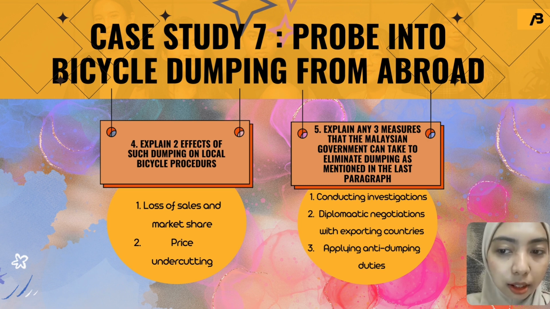The second is diplomatic negotiations with exporting countries. To resolve the matter, diplomatic negotiations with the exporting nations, for example Hong Kong and China, can be undertaken. It is possible to look for agreements and pledges to support fair trade principles and stop or lessen the practice of dumping. The last one is applying anti-dumping duties. Bicycle imports may be subject to anti-dumping taxes by the government, which would raise the cost to customers. This approach guarantees that goods from other countries are offered at a fair market price, which helps to level the playing field.